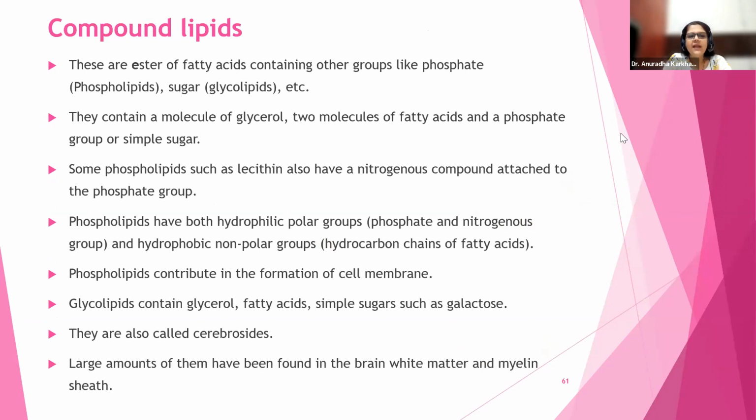Compound lipids are esters of fatty acids containing other groups like phosphate. So phospholipid, glycolipid. ये तो easy है ना? एक लिपिड, एक नॉन लिपिड. जैसे हमने देखा था प्रोटीन्स में भी एक प्रोटीन, एक नॉन प्रोटीनेशियस पार्ट. In the same way, lipid and non-lipid. So they contain a molecule of glycerol, 2 molecules of fatty acid and a phosphate group or a simple sugar. Some phospholipids such as lecithin have a nitrogenous compound attached to the phosphate group.